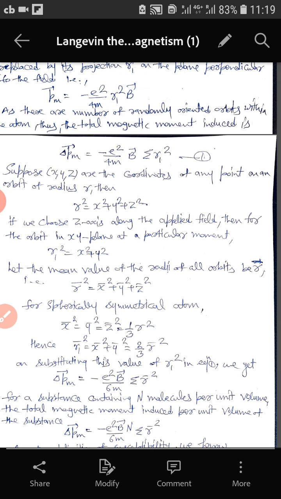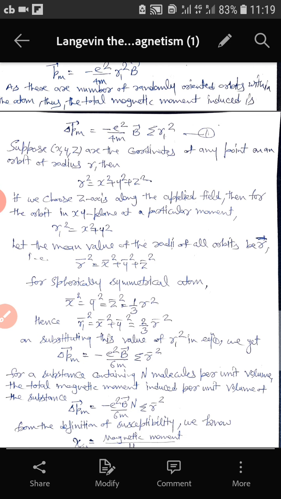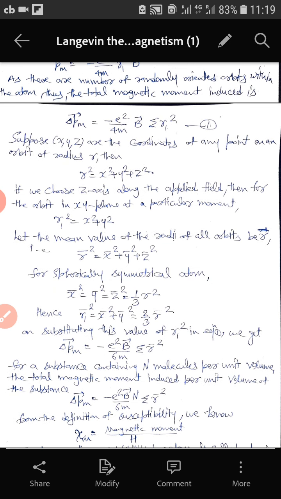For a spherically symmetric atom, the mean x square, mean y square and mean z square are all equal, and therefore each will be equal to 1 by 3 of r square. Hence for R1 square, the orbit in the xy plane, R1 square will be mean of x square plus mean of y square, which becomes 2 by 3 mean of r square. Now substituting this value of R1 square in the above equation 1, delta Pm will become minus e square B over 6m summation r square.